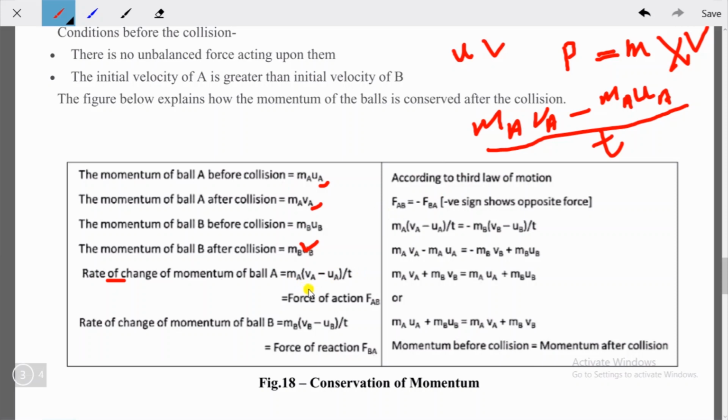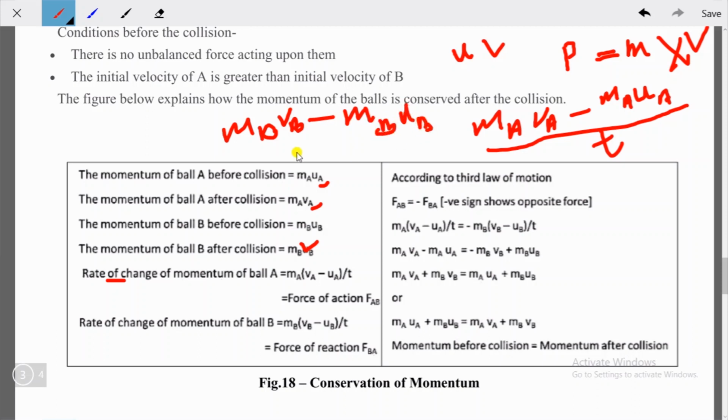So that will be called as force of action, FAB. That means force of A upon B. FAB, A is in the first position, that means force of A ball upon B ball. Okay, so if I find out the rate of change of momentum of ball B, that means, in case of A it was MA, now it will be MB, simply MB VB minus MB UB.